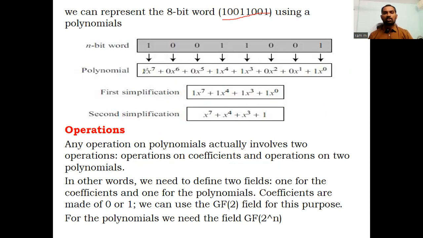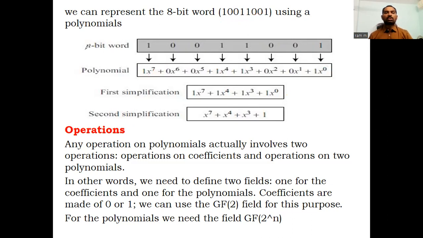Now whatever term I am multiplying with 0, I'll discard. So I'll have 1 times x^7, 1 times x^4, 1 times x^3, and 1 times x^0. As 1 is the identity element for multiplication, I can take it off, and after the final simplification, I can represent this as x^7 + x^4 + x^3 + 1. Okay, so we can do some operations on these values.